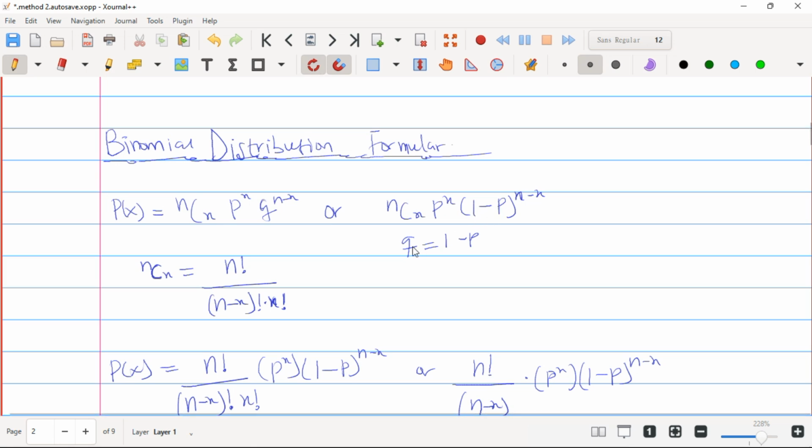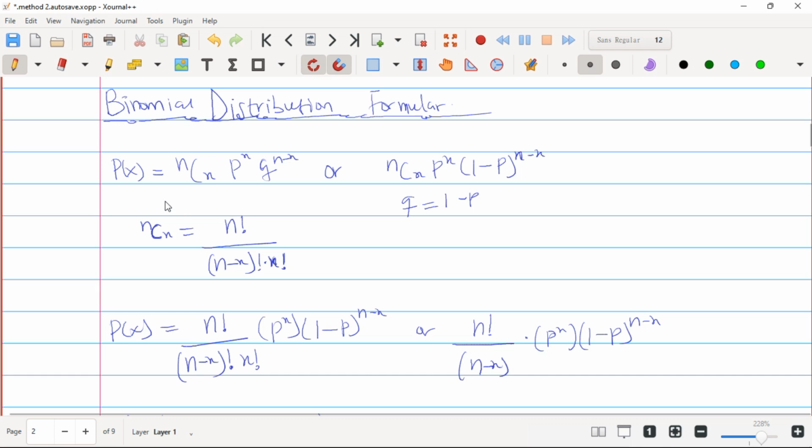In some books, the binomial distribution is not expressed in this form; it is rather expressed in this other form. But how do they get this expression? I'm going to walk you through how they got it, so that you can use either way to solve your question. The simplest one is this one, but I have to walk you through this so that you also know how it came about.